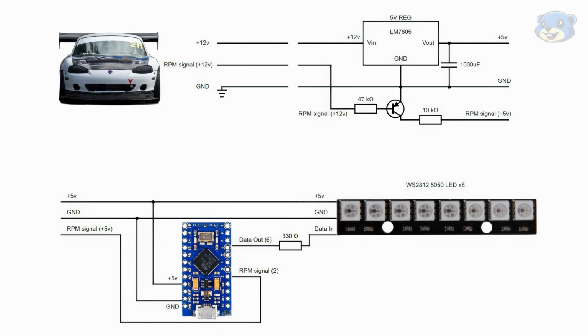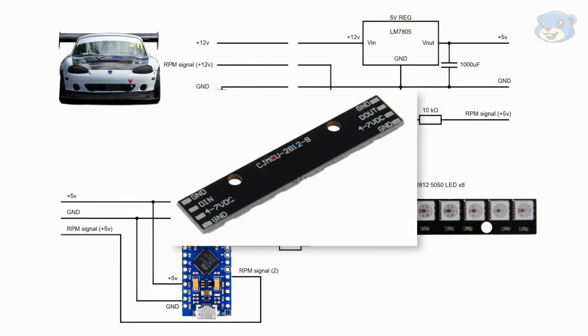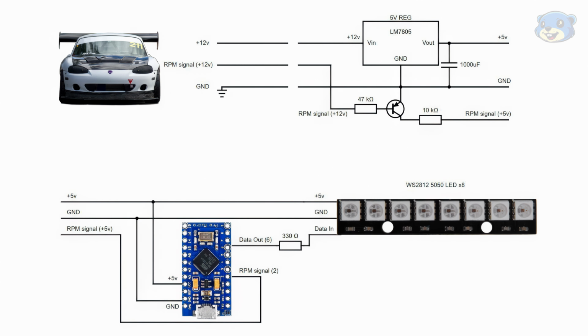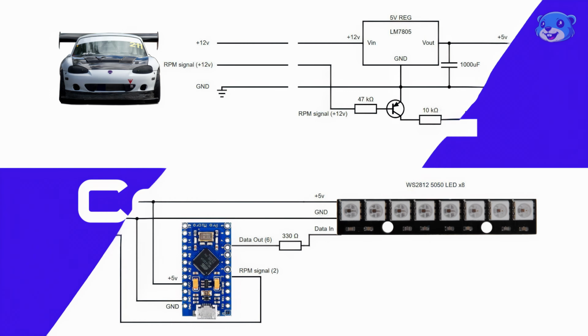I like them on this pre-made PCB as a strip of 8 because it's an ideal size and length for our sequential shift light. This PCB has pads on the back for the 3 wires it needs to operate. Similar to the Arduino, it requires a 5 volt power, a ground, and the data signal out of the Arduino. And that is our overview of the circuit.